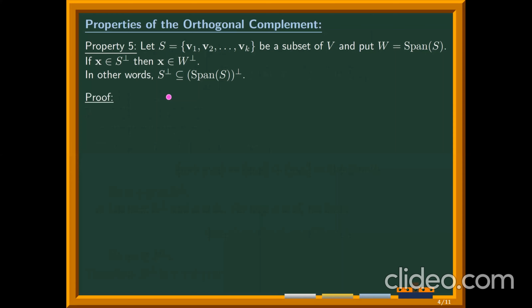To verify this, we have to show that every element X in S perp satisfies the condition for W perp. So suppose X is in S perp. This means that the inner product of X with every element in S is 0. So the inner product of X with V1 is 0, the inner product of X with V2 is 0, and so on down to the inner product of X with VK, all 0. That's what this statement means.